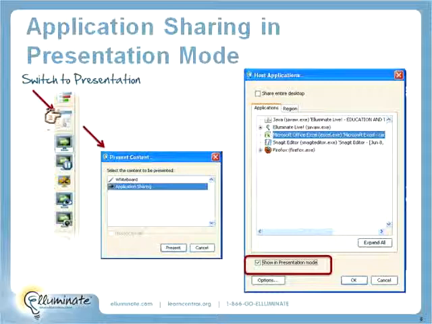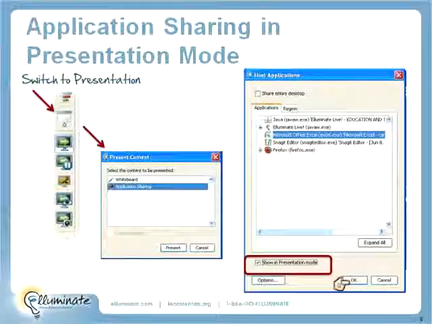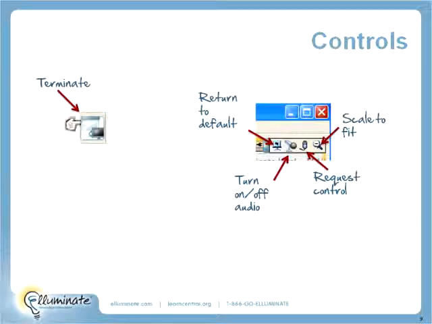So once you've started app share, you'll still have that ability to go into presentation view. When you initially start application sharing, you might decide that you want to go into presentation mode. You might already know that's the view you want. Simply click on the checkbox at the bottom of the Host Applications window and click OK. Either way will take you into that particular view.